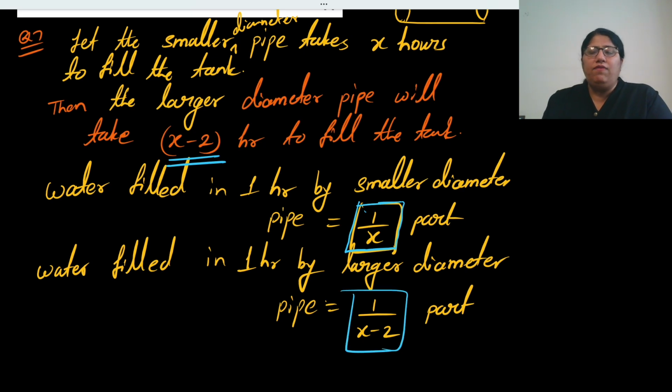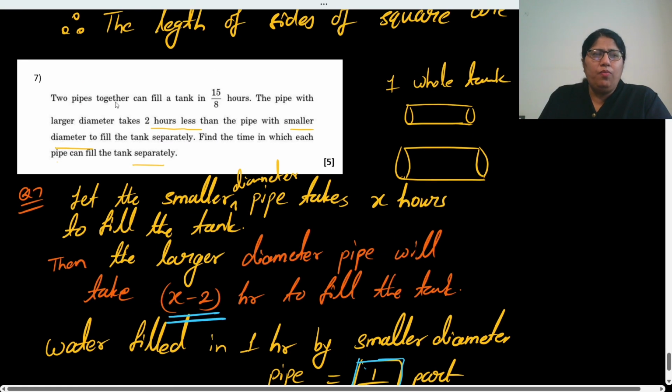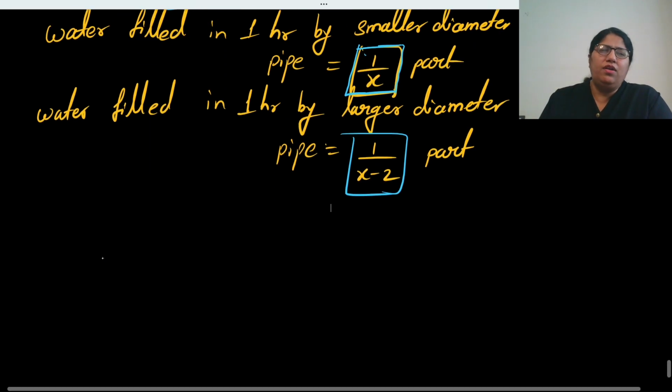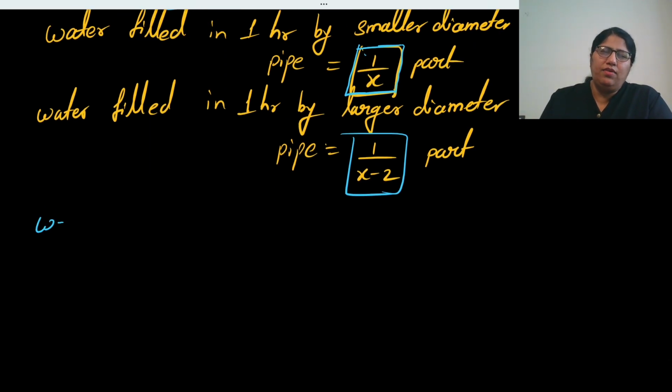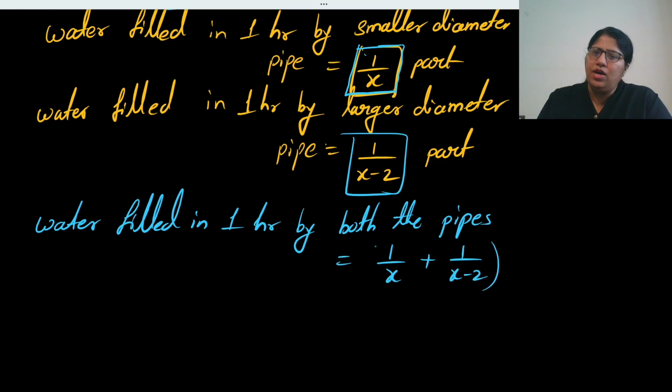Now this is if both the pipes are open, because if you see here, two pipes together. When they are both open, what is going to be the water filled by both in 1 hour? Water filled in 1 hour by both the pipes. So whenever both the pipes are open, that means 1 by x plus 1 by x minus 2, this much part will be filled in 1 hour.